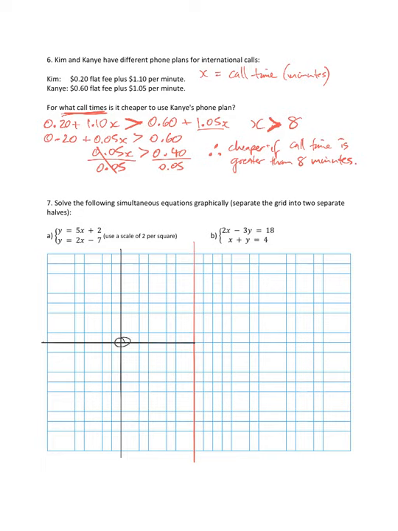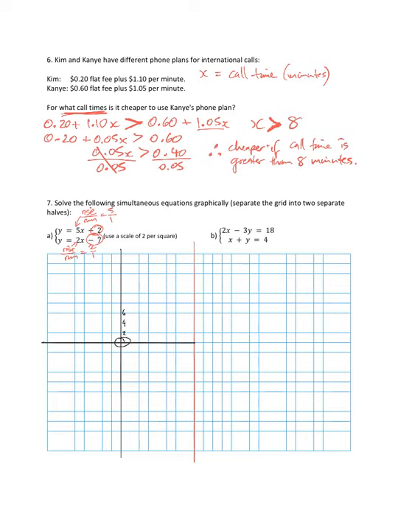Okay, so looking at the line y = 5x + 2, that's the slope. So rise over run is going to be 5 over 1, and the y-intercept is positive 2. The other line, rise over run, is going to be 2 over 1. The y-intercept is negative 7. So now I can draw the lines, knowing that the scale is 2 for every box.